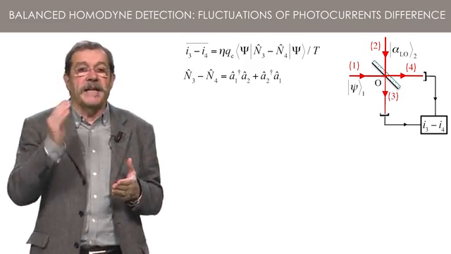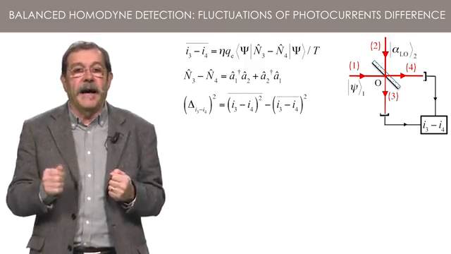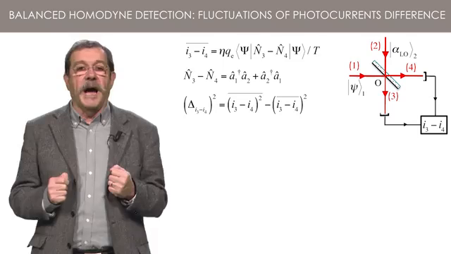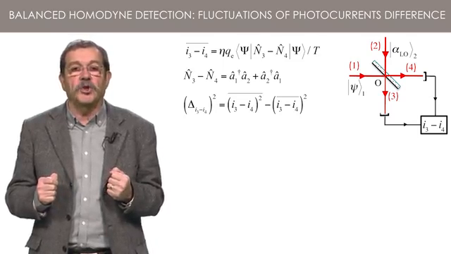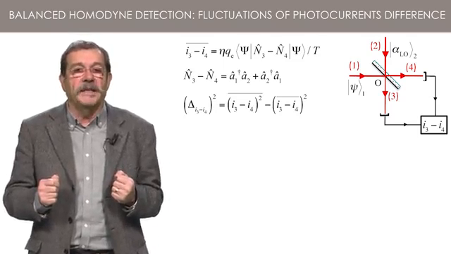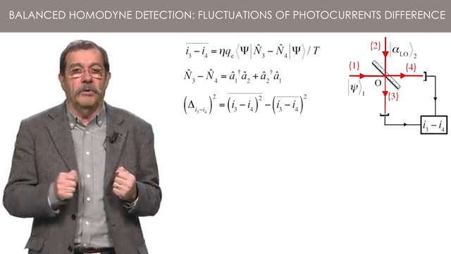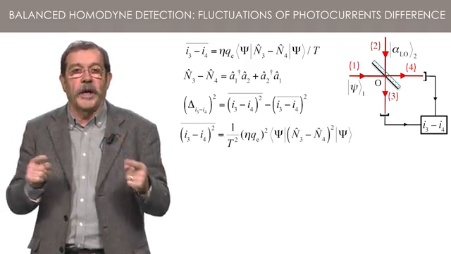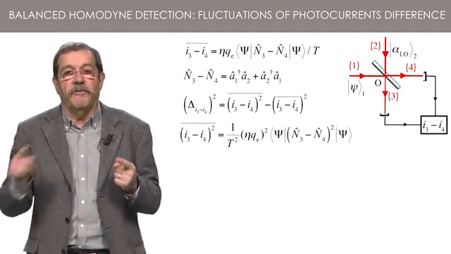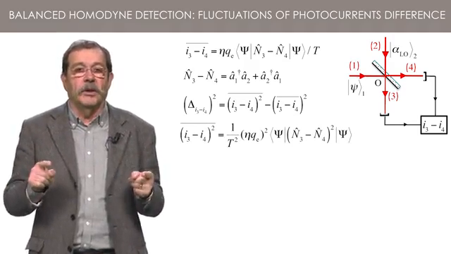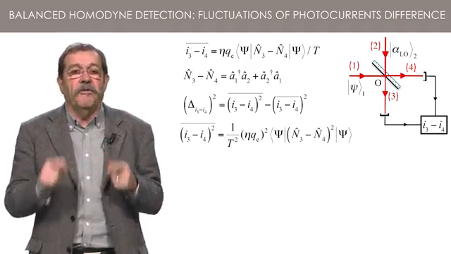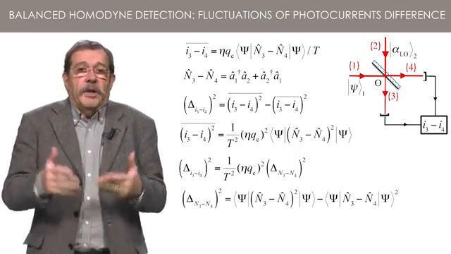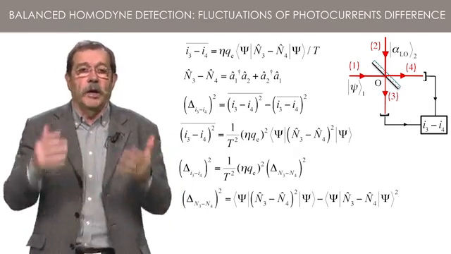It is characterized by the variance delta (I3 minus I4) squared, which is equal to the average of the square minus the square of the average of the quantity I3 minus I4. The square of the photocurrent difference is proportional to the square of N3 minus N4, so the variance of the signal is proportional to the variance of N3 minus N4. Hence, again, it is a difference between the average of the square and the square of the average.